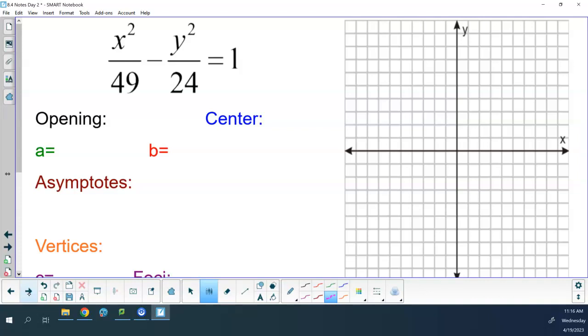So, which way does this hyperbola open? Left and right? Because x squared comes first, it's positive, so this one is a left and right opening hyperbola. Where is the center of this hyperbola? 0, 0. So I put a little C on my graph.